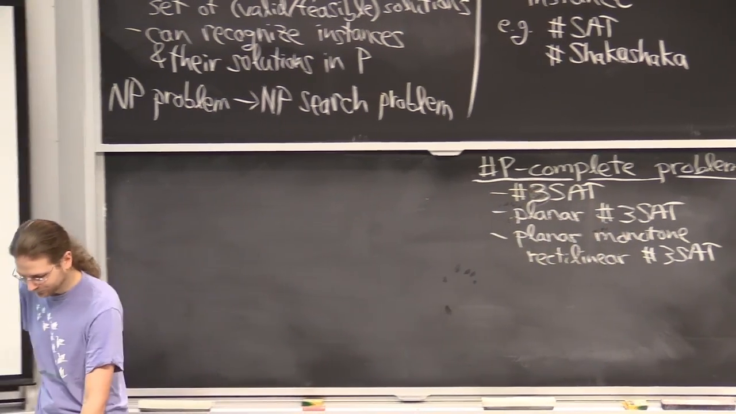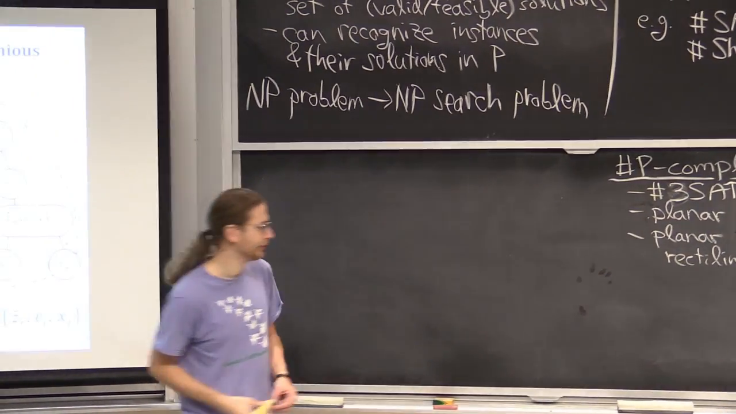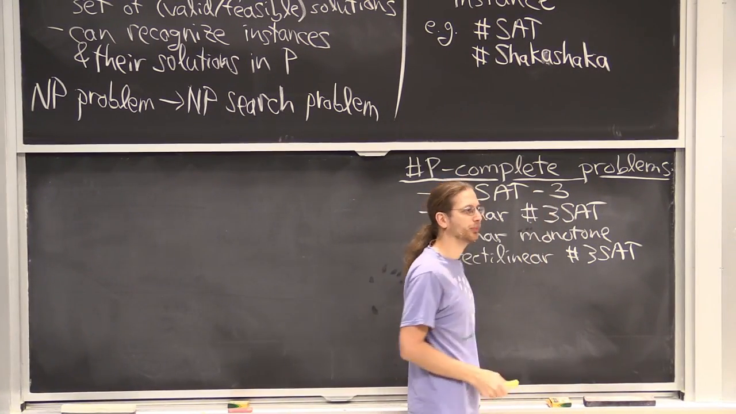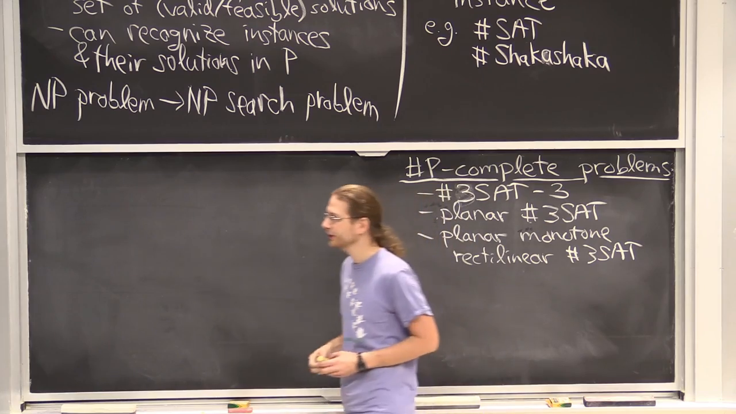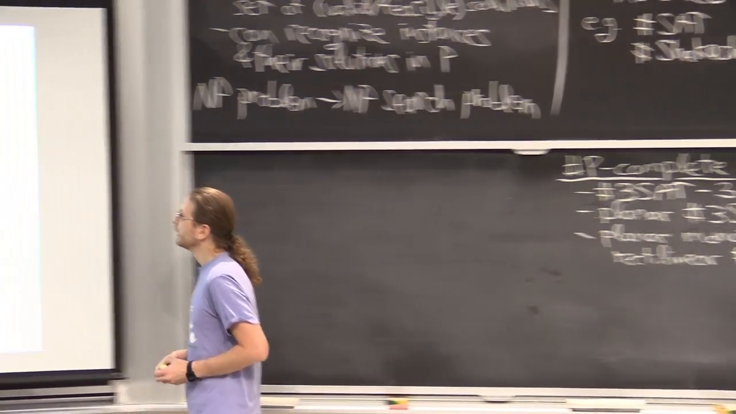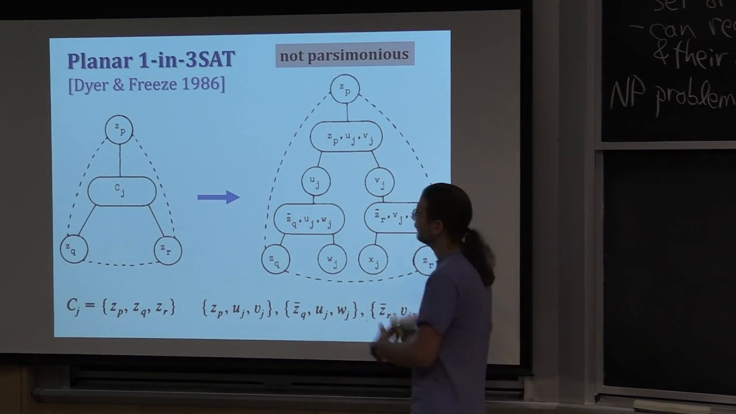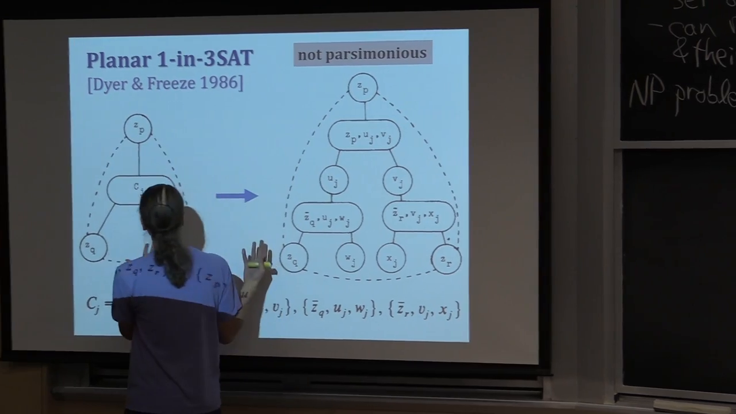What else? I think we can, I've just made this up, but we can add the dash 3 as usual by replacing each variable with a little cycle. What about planar 1-in-3 SAT? So we actually had two ways to prove this. This is one of the reductions.